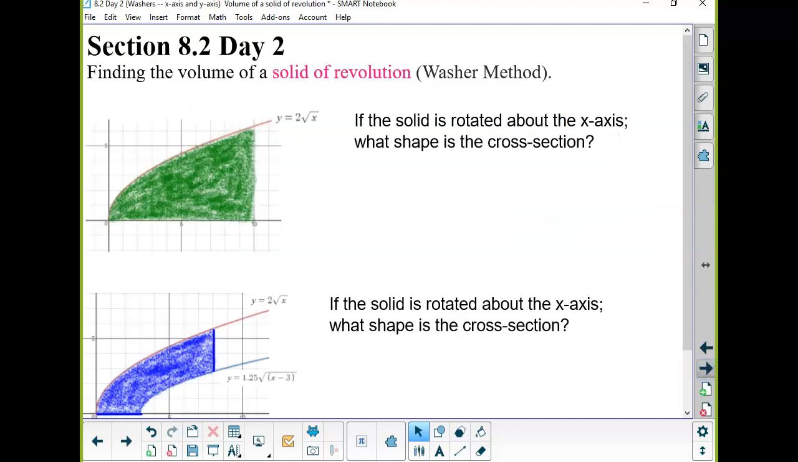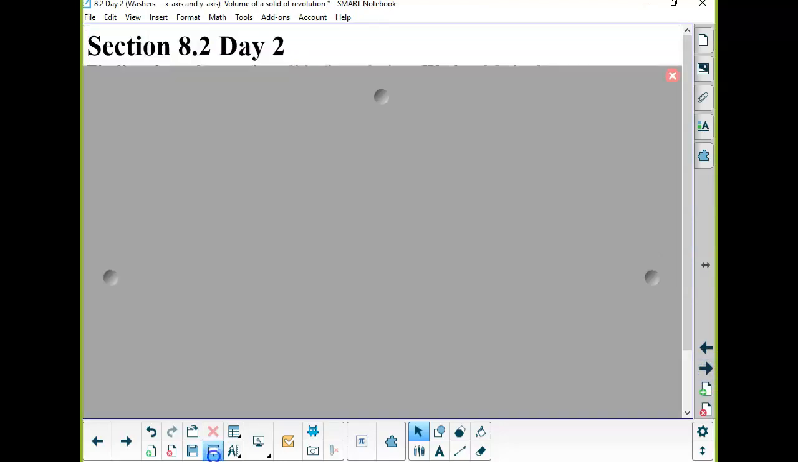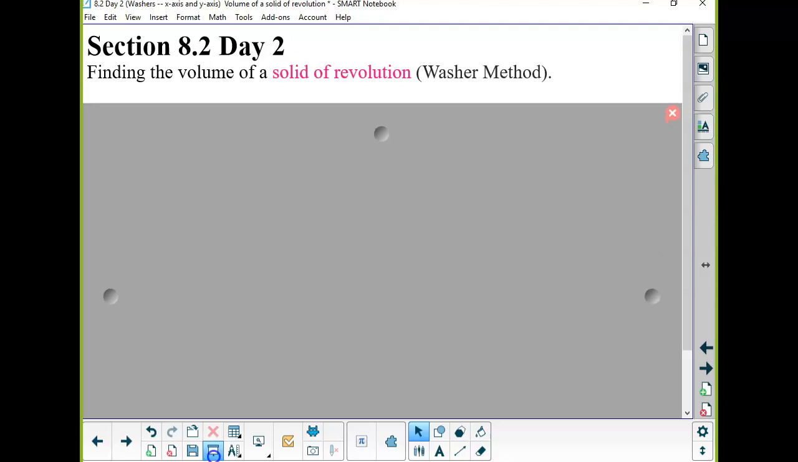So, officially, we're titling our notes, 8.2 day 2. We're looking at finding volumes of solids of revolutions again. So the directions are still the same. We're still going to rotate about an x or a y axis. The only difference is instead of getting a filled-in disk, we're going to get a washer.